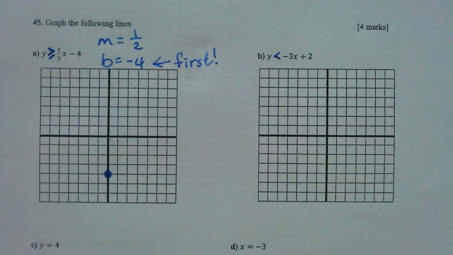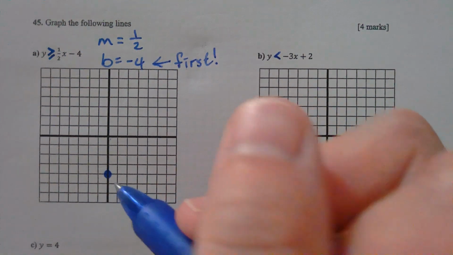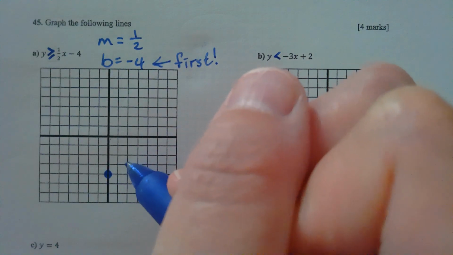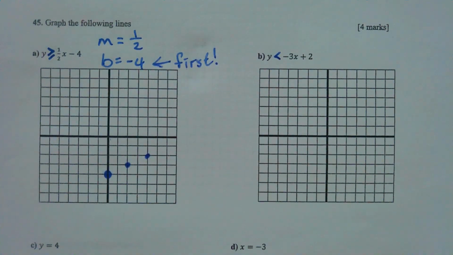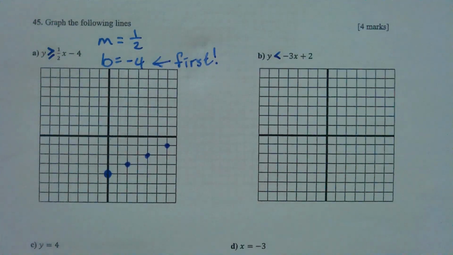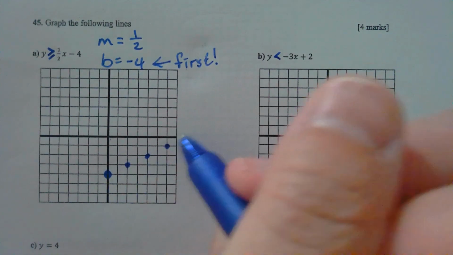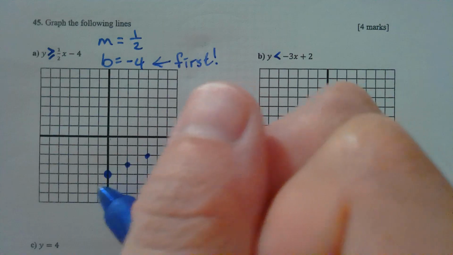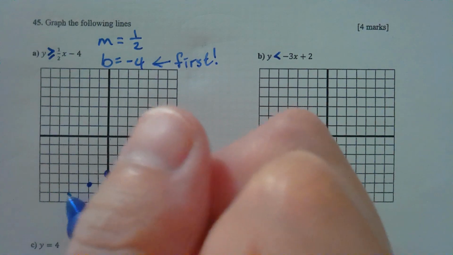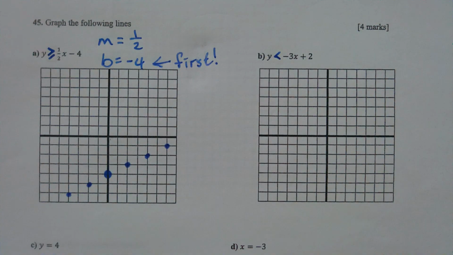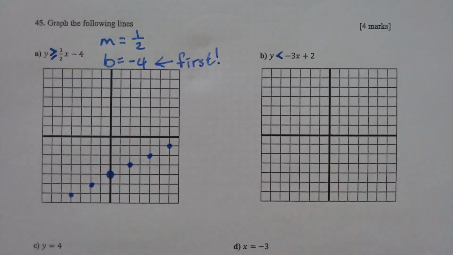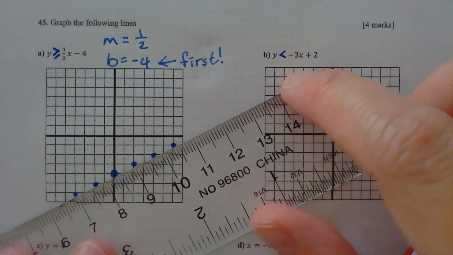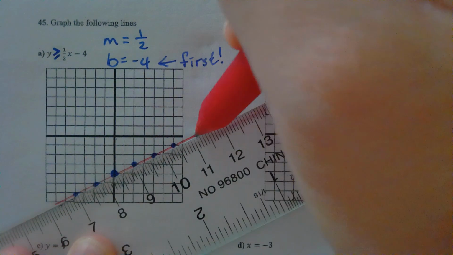From this point, what am I going to do? Yeah, up 1, 2 to the right. My line looks really small, so let's do it again. Up 1, 2 to the right. Still looks small. Let's do it again. I can even do it the opposite way. Because I know my direction of my line goes this way, I can go down 1 and 2 to the left as well. Then I just draw a line through it. So there's my line.